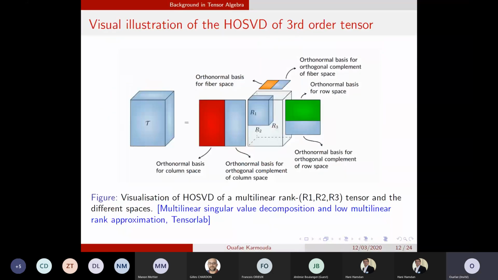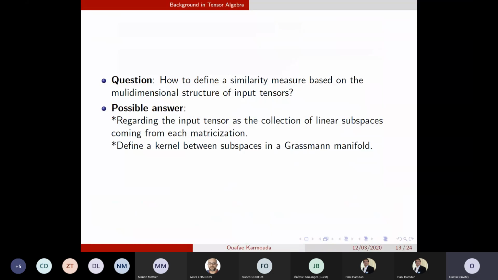So now, based on what we just have seen, the question is, how can we define a similarity measure based on the multidimensional structure of the input tensors? One possible answer is just to look at the input tensor as the collection of linear subspaces coming from each unfolding or matricization. Then the idea is to look for how to define a kernel between these linear subspaces that lie on what we call a Grassmann manifold.